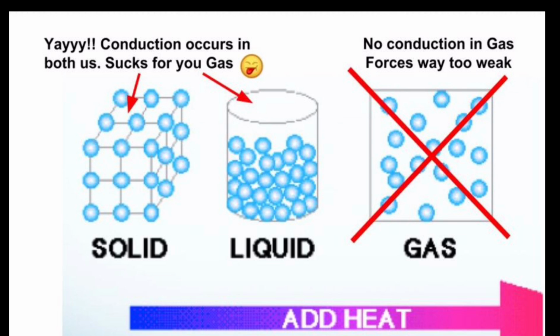However, gas particles aren't held together by forces. They are moving too fast and are too far apart for conduction to occur. Liquid particles are closer together and collision does take place, but in solids they are much closer and have better direct contact with each other. Jennifer, that's why solids are the best for heat transfer.